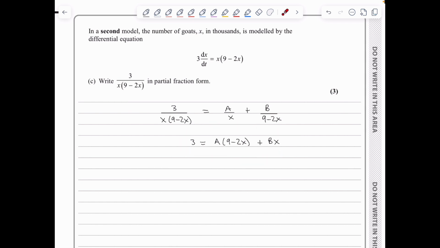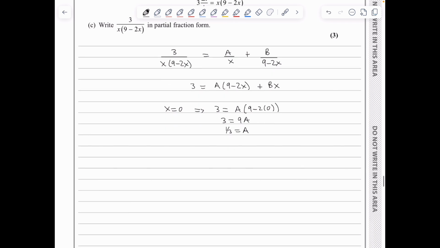Now I can choose any value of x I want, and this will still be true because we're looking at an identity, and obviously if I set x to be 0, then I'm eliminating this term here. So x is 0 means that 3 is equal to a times (9 minus 2 times 0). We get 3 is equal to 9a, and therefore a is equal to a third. Now another nice value of x will be the value of x that will make this bracket 0, and obviously that will be x is 9 over 2. So setting x to be 9 over 2 leads to 3 is equal to b times 9 over 2. So this means that if I multiply both sides by 2, I get 6 is equal to 9b, and therefore b is equal to 2 over 3.